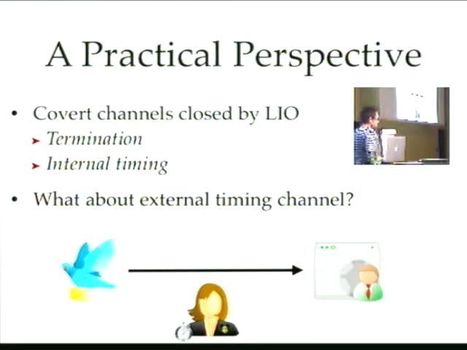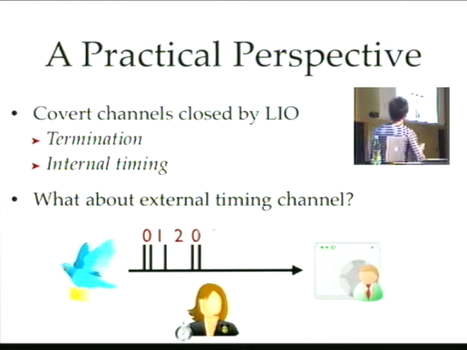One other timing-related covert channel is the external timing channel. For this channel, basically, you can encode a value like, let's say 0, in the amount of time you take to respond back to the browser. You can encode 1 by taking a little bit longer, 2 a little bit longer, and so forth. So you can encode this information in the response time.